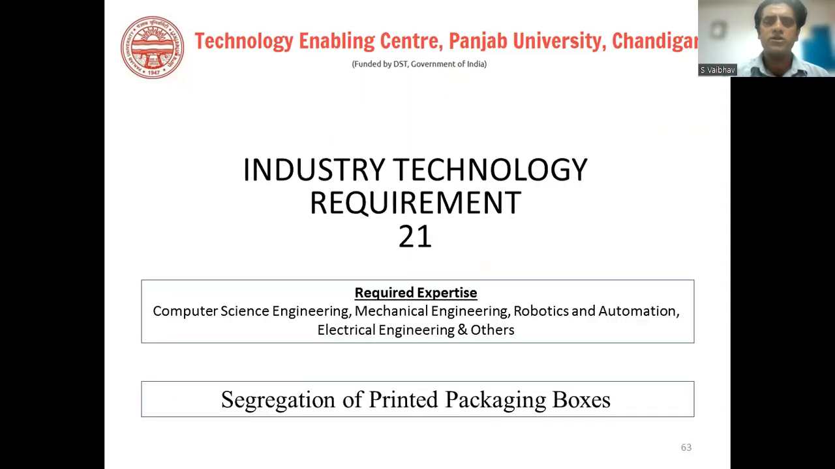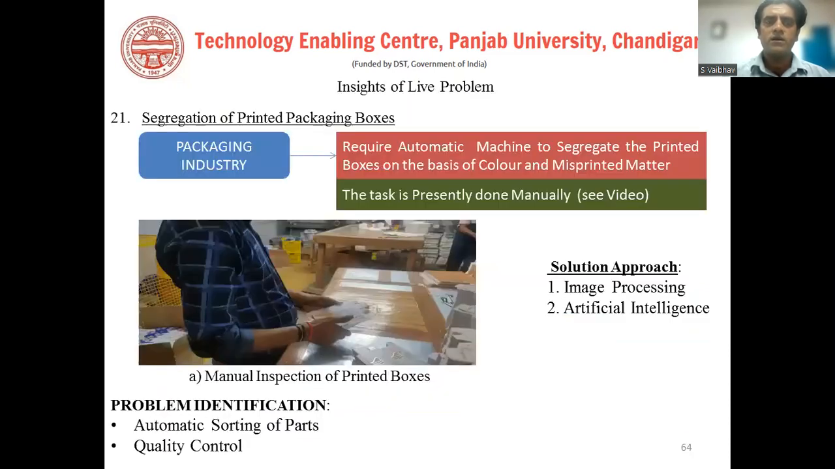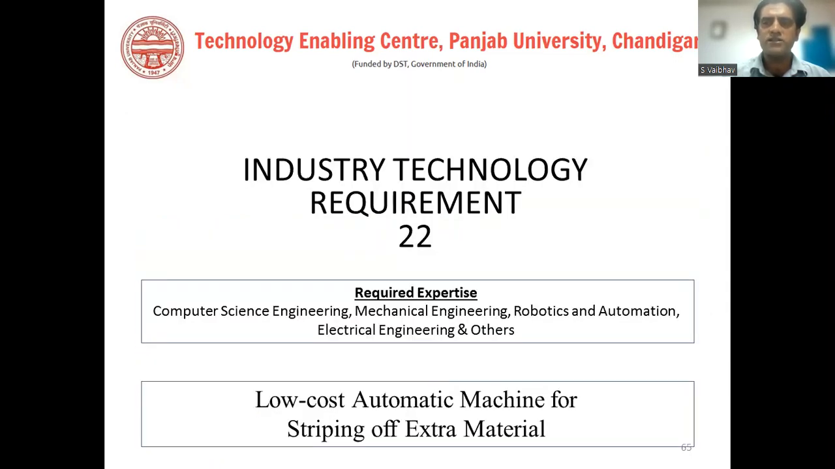The next industrial issue is for the segregation of printed packaging boxes. It is a problem of a packaging industry that requires an automatic machine to segregate the printed boxes on the basis of their color and misprinting matter. The task is presently done manually, and they require some automatic sorting of parts for quality control, and they require an image processing or artificial intelligence based problem solving approach.